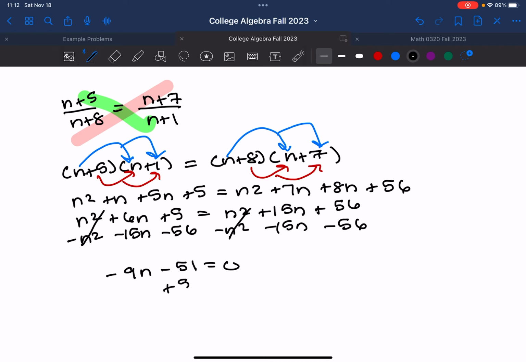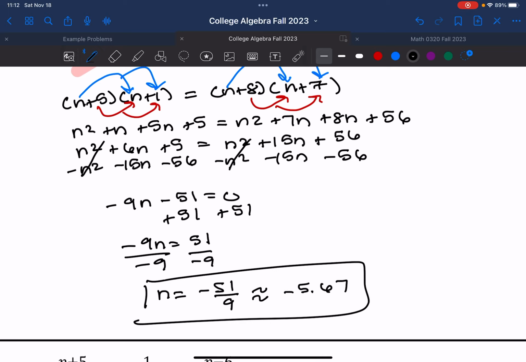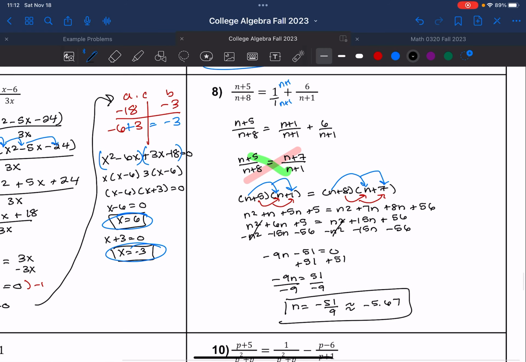I'm going to add 51 to the other side because I want to get n by itself. And I get negative 9n is equal to 51. Divide both sides by negative 9. And I got n is equal to negative 51 ninths. Or if I plug that into my calculator, that's equivalent to negative 5.67. And if I was to plug in that negative 5.67 into either of these, I would not get 0. Remember, that's what we're checking for. I would not get 0, which means this is my answer.